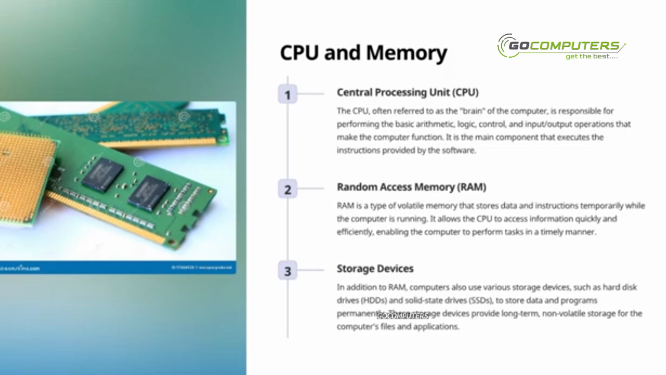Random Access Memory, RAM. RAM is a type of volatile memory that stores data and instructions temporarily while the computer is running. It allows the CPU to access information quickly and efficiently, enabling the computer to perform tasks in a timely manner. Storage devices. In addition to RAM, computers also use various storage devices, such as hard disk drives (HDDs) and solid-state drives (SSDs), to store data and programs permanently. These storage devices provide long-term, non-volatile storage for the computer's files and applications.